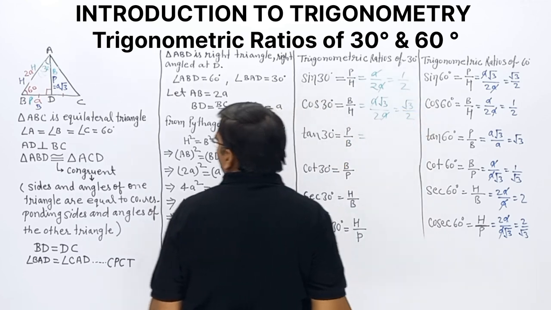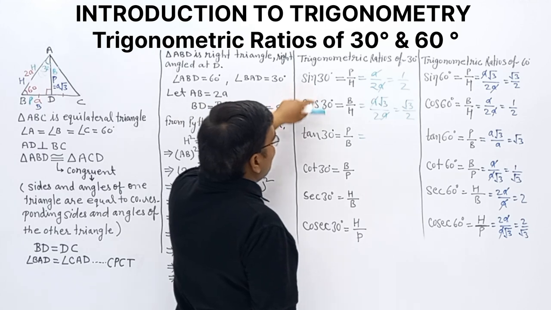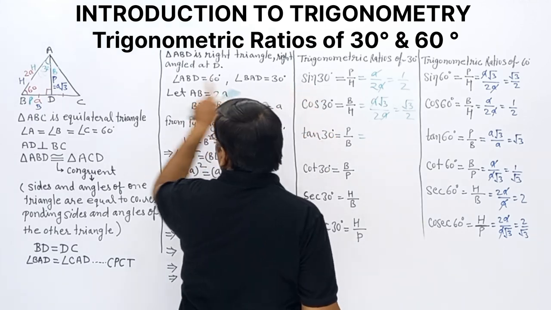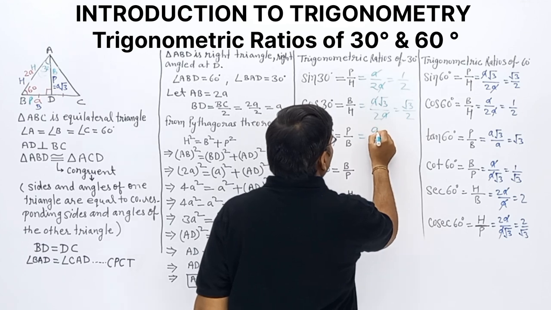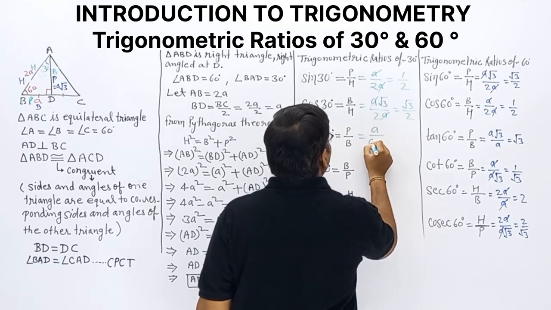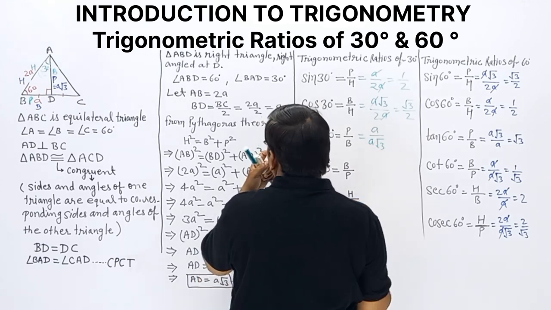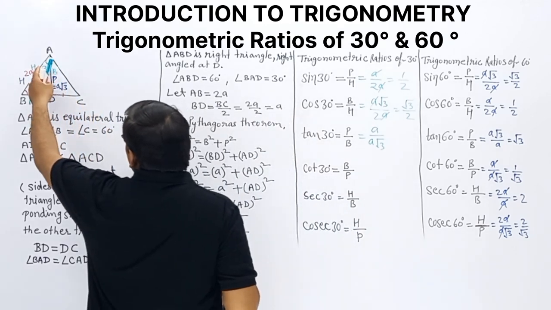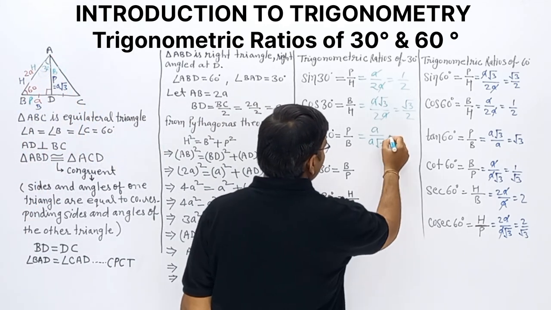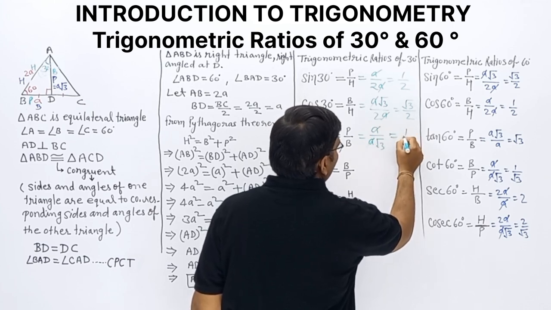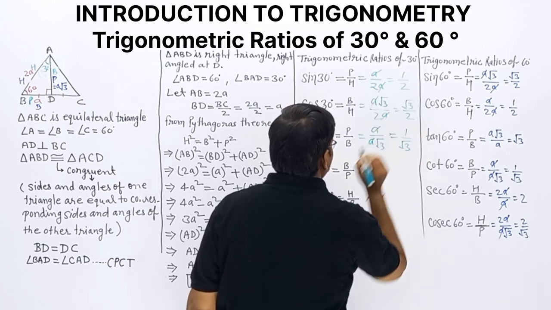Now for the tangent 30, ratio of P upon B. For the 30, P is A, and B is A square root of 3. Yes or no? For the 30 degree, P is this one and base will be A square root of 3. So A and A cancel, what we are getting? 1 upon square root of 3.